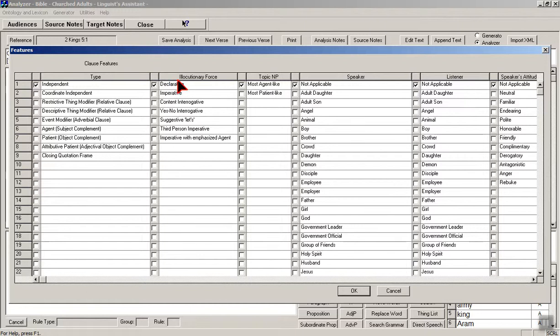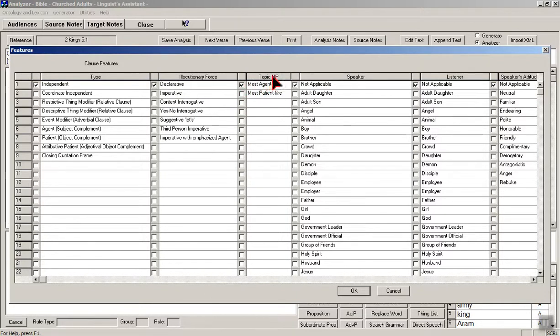So then the second column has the illocutionary force. I don't even know what that means, but it's telling what kind of sentence this is. Declarative is just saying something. Imperative is a command. Then there are various kinds of question options, like a yes-no interrogative means a yes-no question.